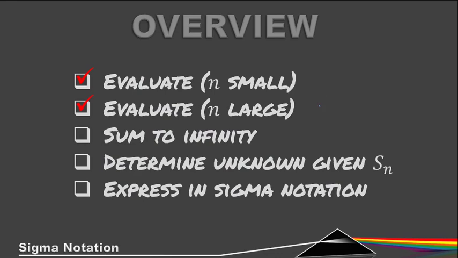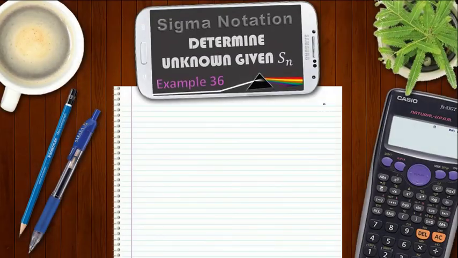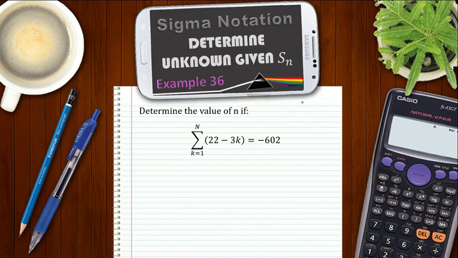Okay, so that was sum to infinity. Now moving on to determining the unknown when we're given the sum. And these questions look as follows. Determine the value of n if we have this, well, it says that the sum of 22 minus 3k, where k starts at 1 up to n, this has to actually be a capital N, is equal to negative 602.